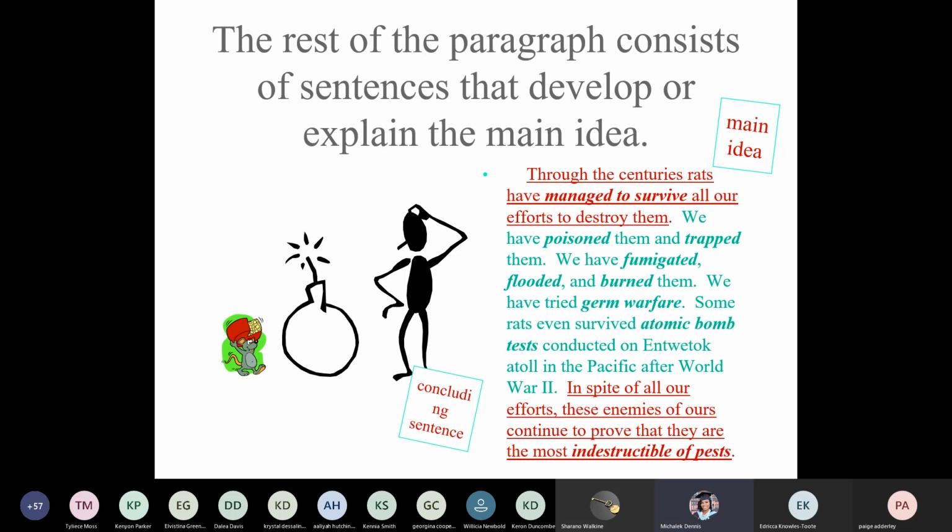So students, let's read this paragraph. Through the centuries, rats have managed to survive all our efforts to destroy them. We have poisoned them and trapped them. We have fumigated, flooded, and burned them. We have tried germ warfare. Some rats even survived atomic bomb tests conducted on Enwituk. Is that pronounced correctly, Mr. Joaquin?